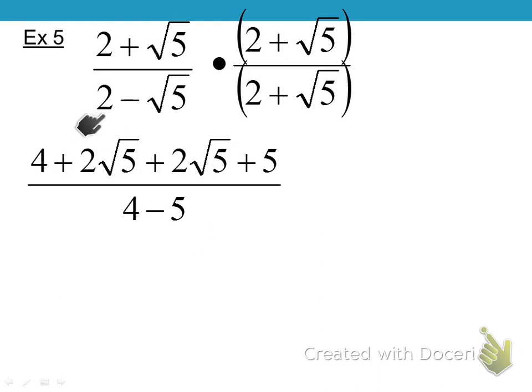And then in my denominator, 2 times 2 gives me the 4. The middle terms will go away. One will be a plus, one will be a minus. I'm not even going to write them. Square root 5 times square root 5 is square root 25, which is 5.